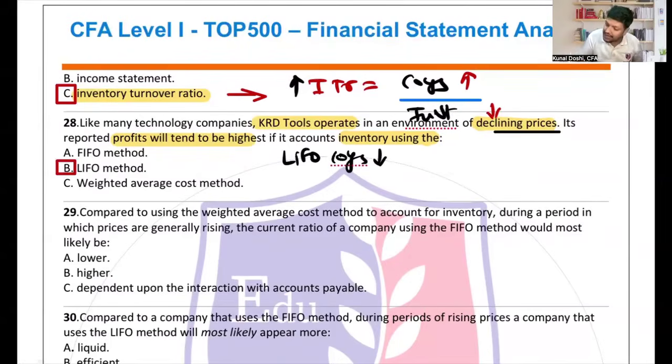Everyone, correct? Got it? Guys, you're not answering. Don't feel shy. LIFO COGS are highest when the prices are increasing, so the profits are lowest. Here, LIFO COGS will be lowest because prices are going down. Are you there? Understood, everyone?